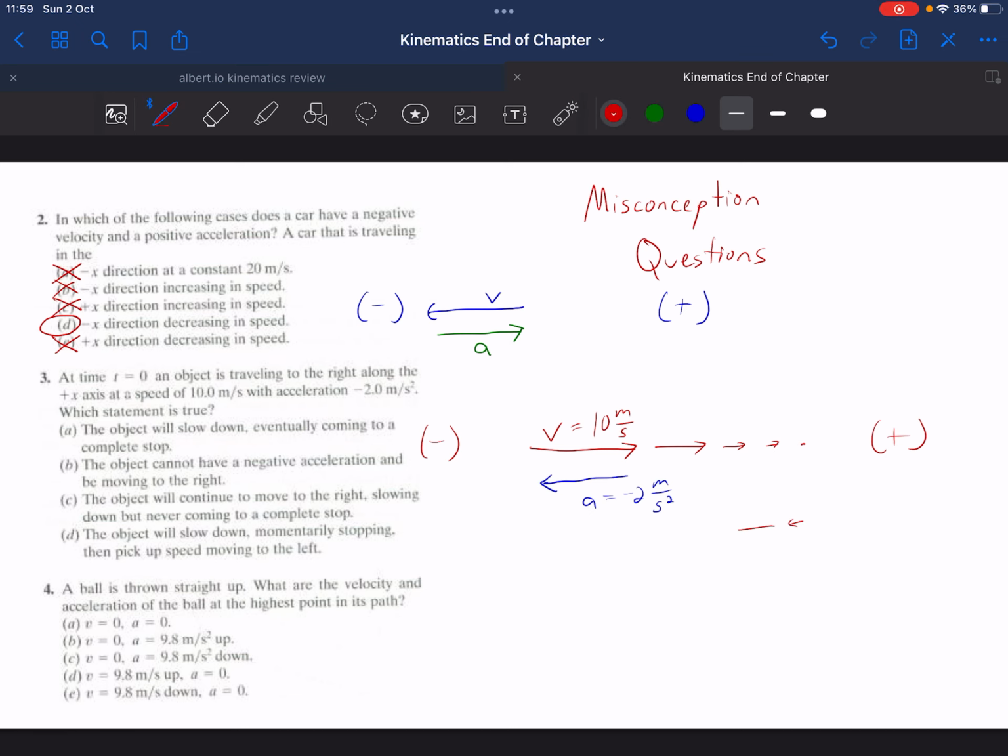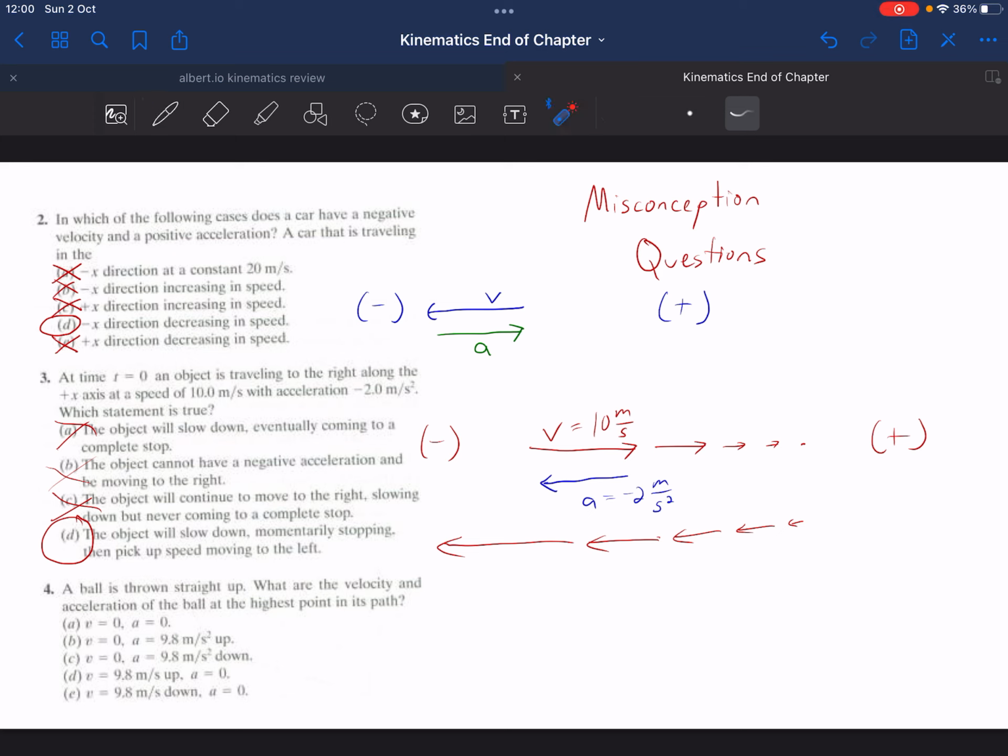So if I were to draw the velocity vector of this object, it's going to begin accelerating this way. So what's going to happen here is that not A, the object is going to slow down and come to a stop, but there's more. B just doesn't make sense as an answer. C, the object will continue to move right, slowing down but never coming to a complete stop. That is false. What is the correct answer here is D.